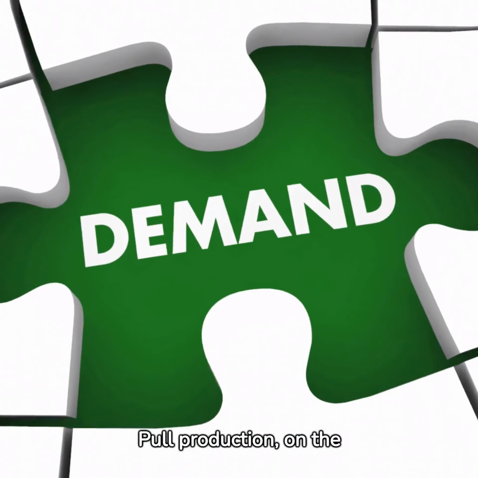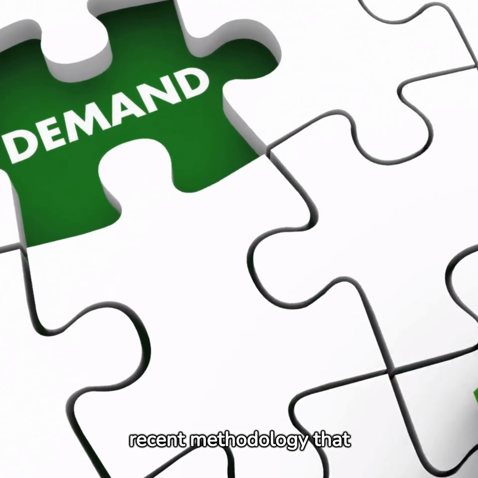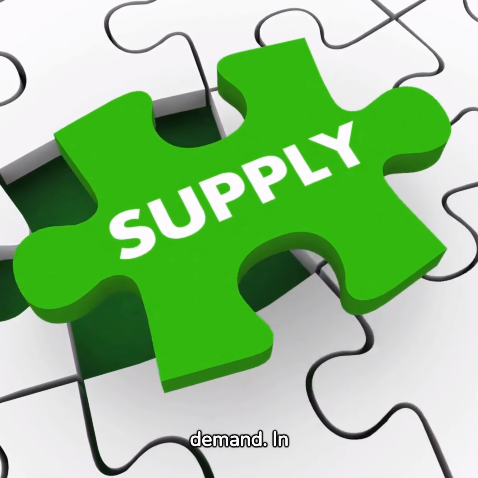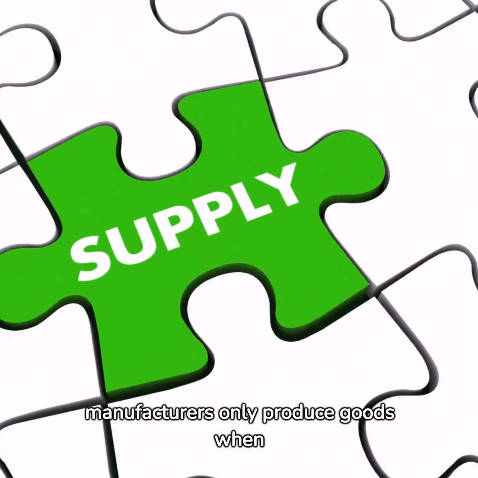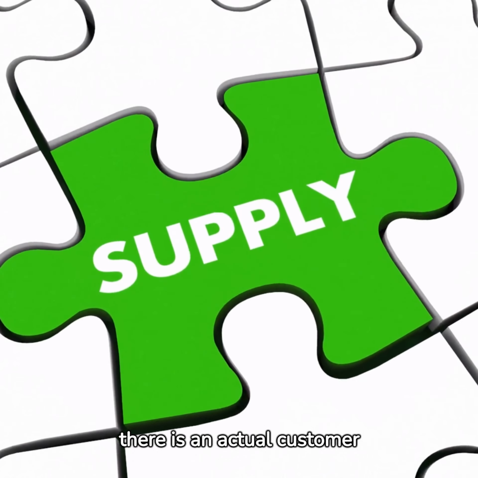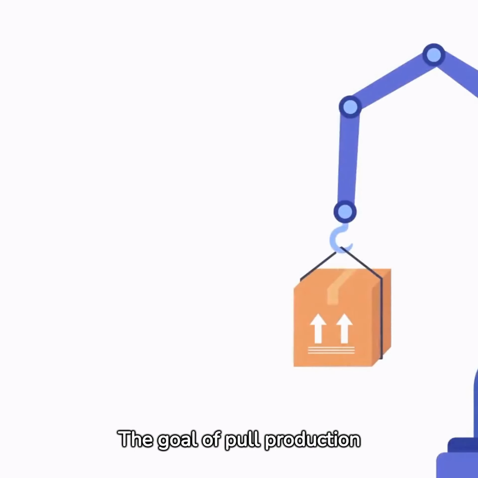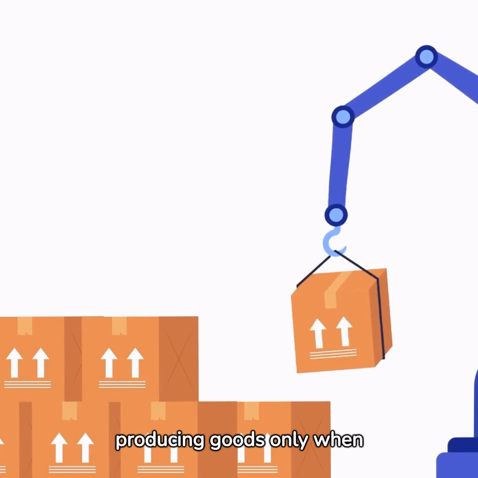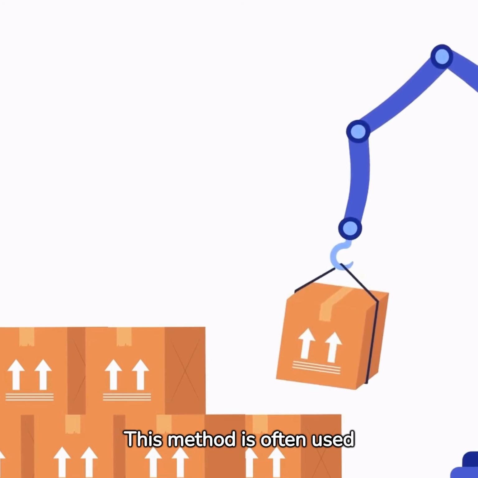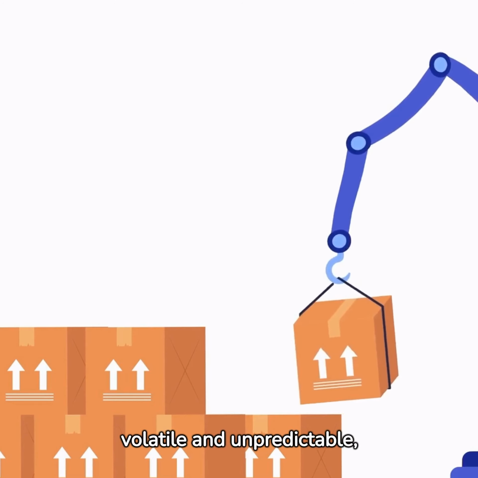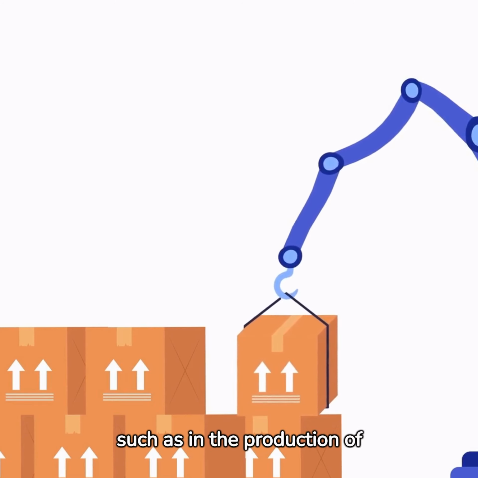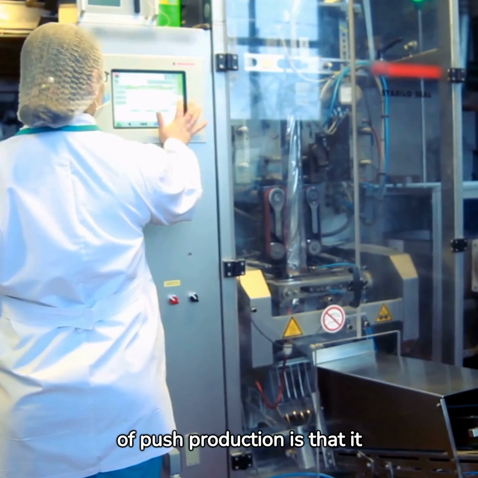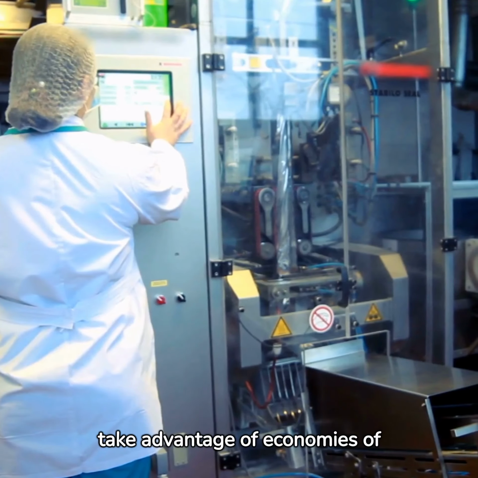Pull production, on the other hand, is a more recent methodology that focuses on producing goods based on actual customer demand. In this method, manufacturers only produce goods when there is an actual customer order. The goal of pull production is to minimize waste and reduce inventory levels by producing goods only when they are needed. This method is often used in industries where demand is volatile and unpredictable, such as in the production of custom-made products.